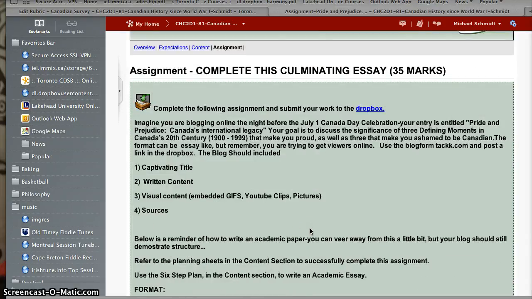Complete the following. Imagine you were blogging online before the July 1st Canada Day celebration. Your entry is titled Pride and Prejudice, Canada's International Legacy. Your goal is to discuss the significance of 3 defining moments in Canada's 20th century that make you proud, as well as 3 that make you ashamed to be Canadian. The format can be essay-like, but remember, you are trying to get viewers online.